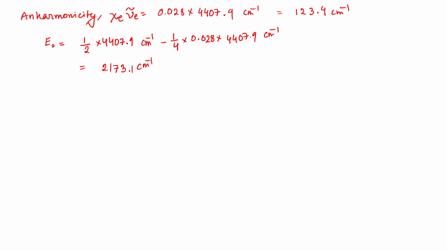Yeah, 2173.1 centimeter inverse. You're correct. So this is your zero point energy, right? And we need to remember another equation. That is the relationship between your anharmonicity constant and your dissociation energy, that is given by mu E divided by 4 dE. So from here one can calculate the dE.